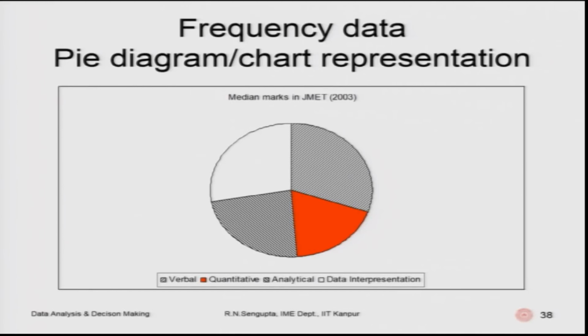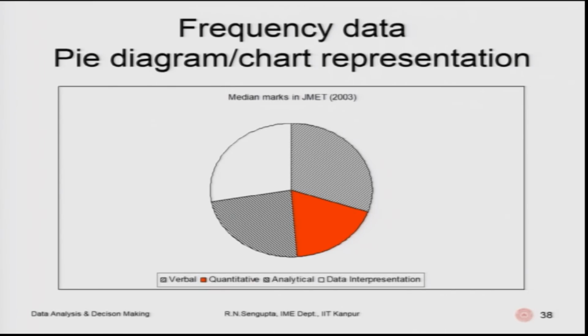Consider the JMAT examination, which was held by all the IITs in order to consider students for the MBA program. Now it is replaced by CAT. This is the frequency data representation on a pie chart for the median marks in JMAT in 2003. There were 4 categories based on which the JMAT was taken.